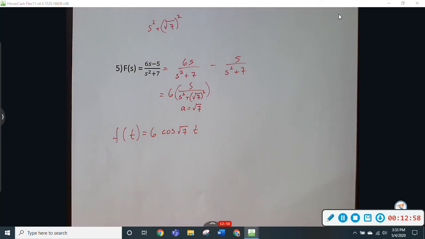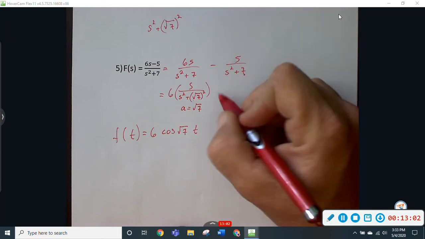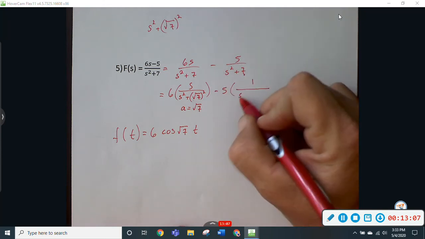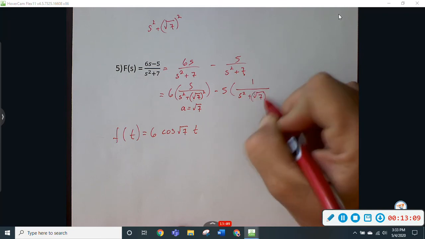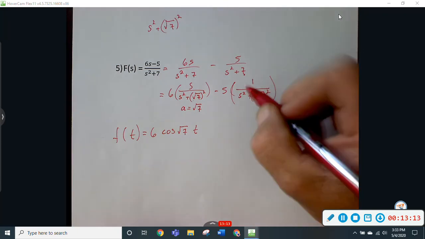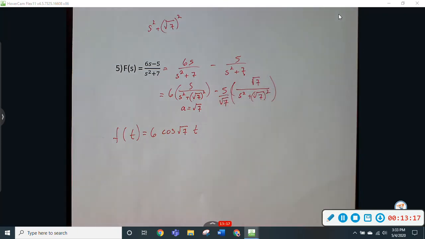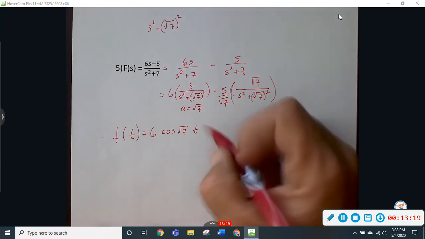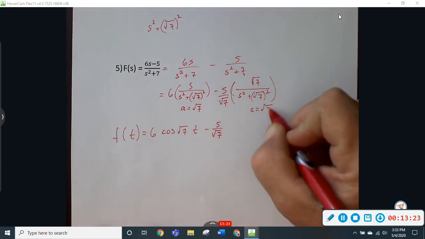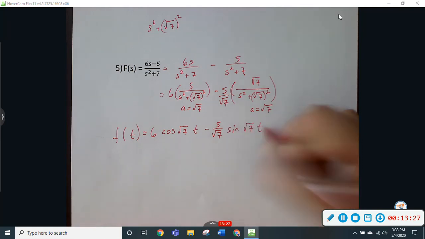So now we need to do the second part. So again, we have a perfect square. We're going to bring the 5 out in front. We're going to want a 1 on top. S squared plus square root of 7 squared. So what do we need here? Again, 1 can't be on top. It's got to be the square root of 7. Well, if I give a square root of 7 there, I got to give a square root of 7 there. And so we have minus 5 square root of 7. A being the square root of 7, this matching with sine square root of 7t.